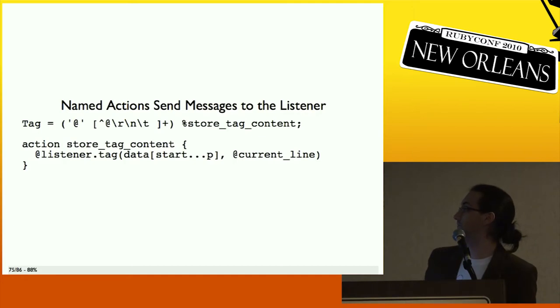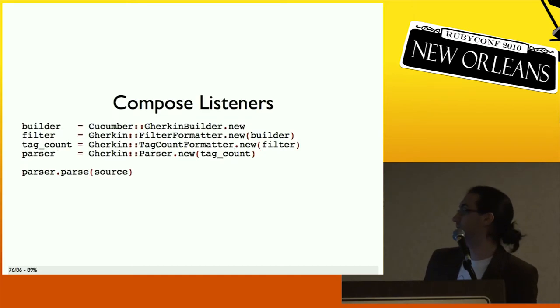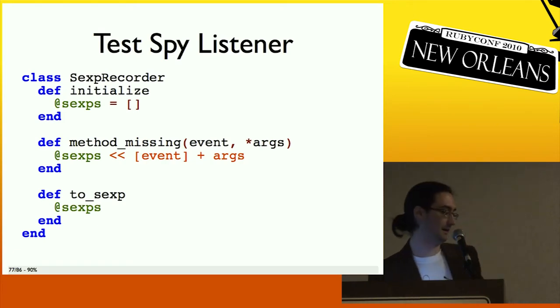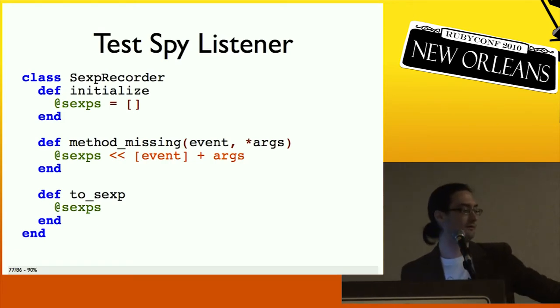So what we do, these are an example of the actions. We can compose listeners. Here's a test spy listener. This is it, the secret recorder. And I know these are not actually secret, but, you know, whatever.